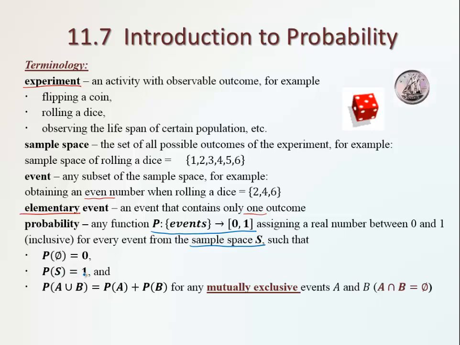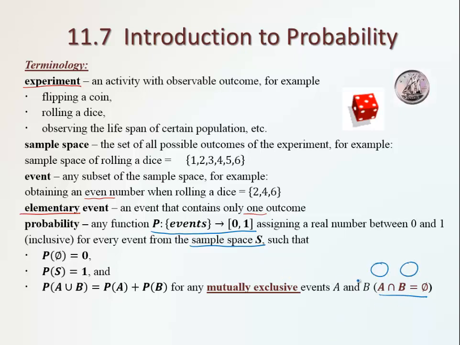value is 1. And probability of the union of two events is the same as the sum of probabilities of each event separately, as long as these two events are mutually exclusive. What does this mean, mutually exclusive? That means that the two events do not intersect. So they are separated from each other.